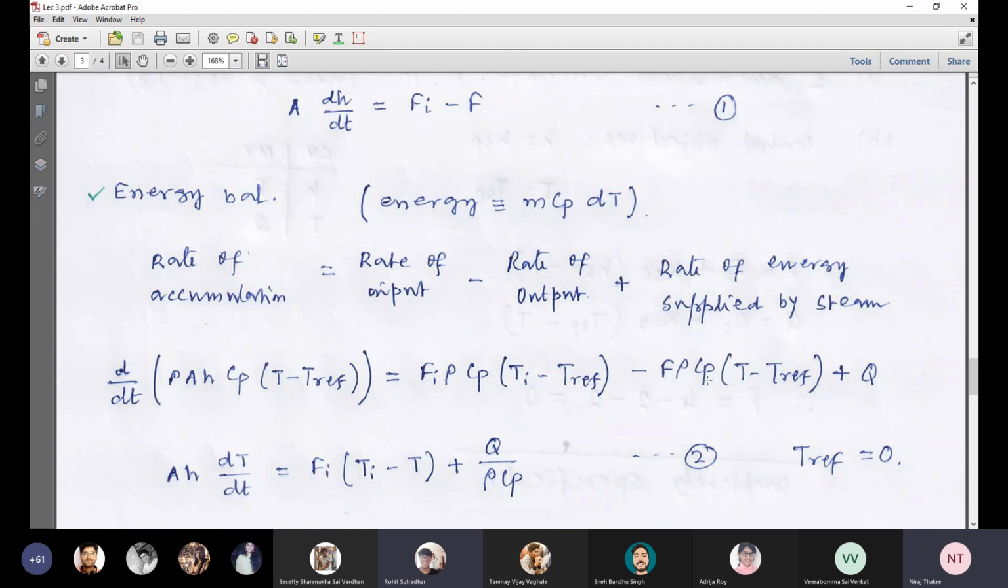You do one thing, let me put T reference equal to 0 and divide both sides by rho Cp. Do it. Yes, I did T reference 0. So then here is what I got. A h dT/dt is equal to Fi Ti minus F T plus Q over rho Cp, and then I replaced F with A dh/dt, Fi minus A dh/dt. So I'll try it again. Maybe I made a mistake. This term will be cancelled out. You check. Okay, sir. I'll try it again.